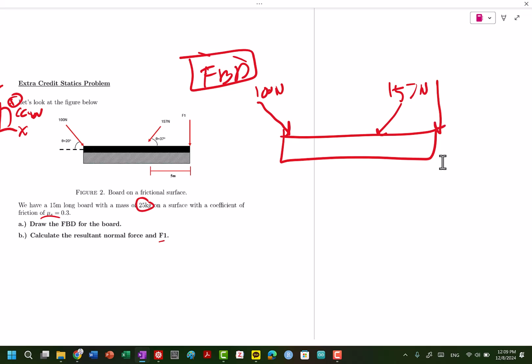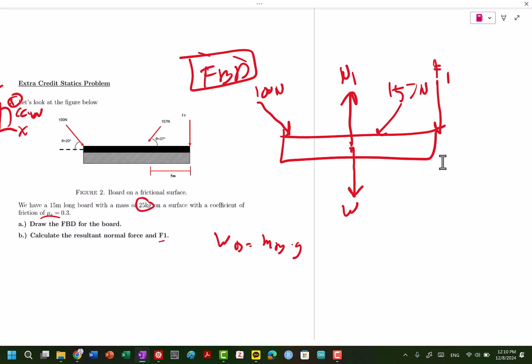We have another F1 acting on the beam, but actually we can't neglect the mass either. So we're also going to have, at the center, at 7.5 meter distance, a weight of our beam. The weight of the beam is equal to the mass of the beam times gravity. There's also going to be a normal force here as well, N1. Additionally, we're going to have a frictional force.